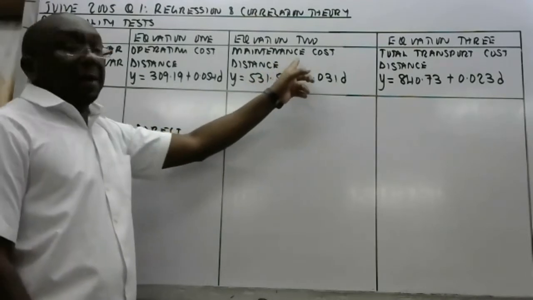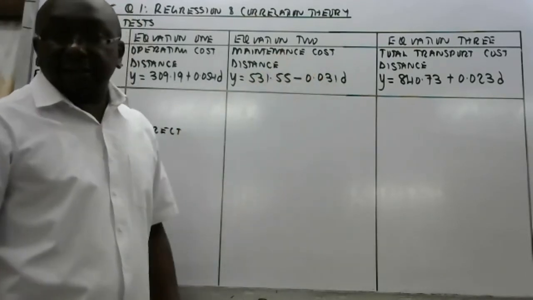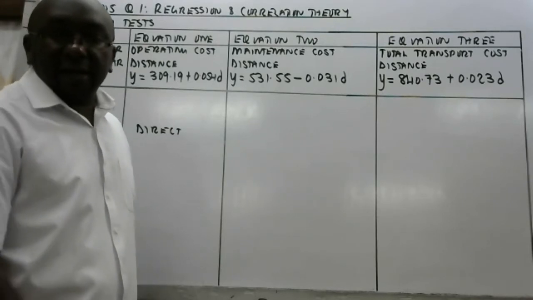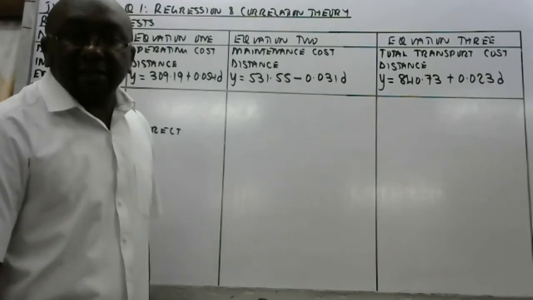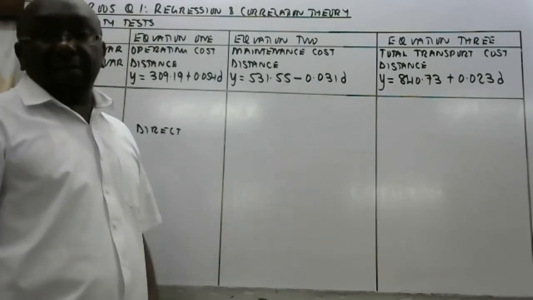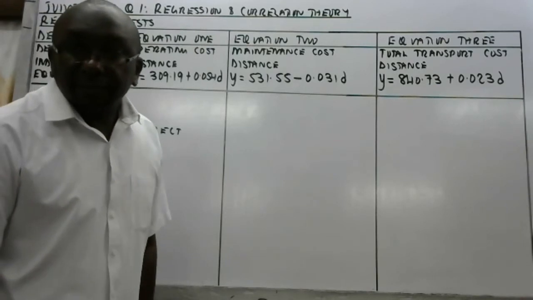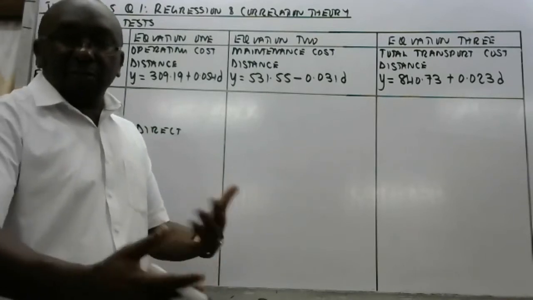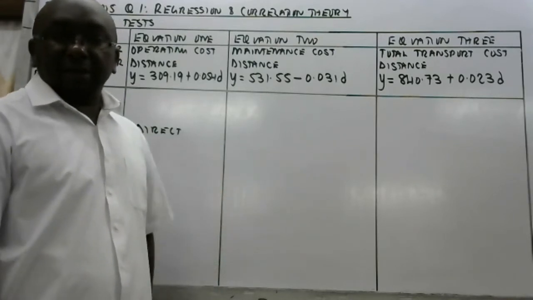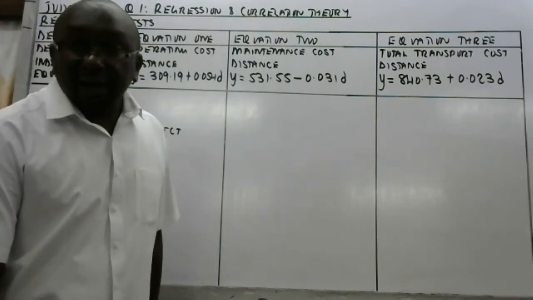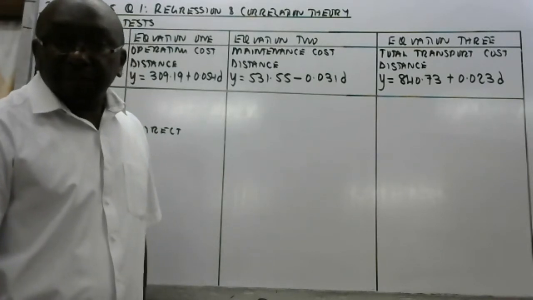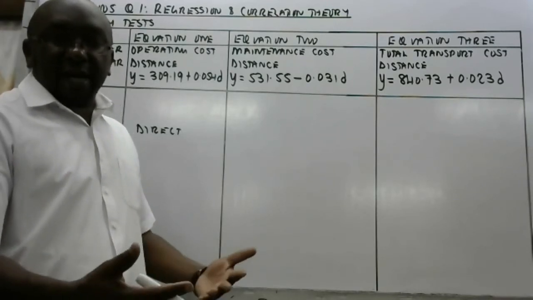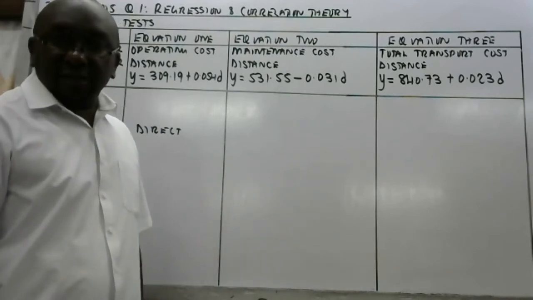Come here. What would you expect between maintenance and distance? What kind of a relationship? Direct, inverse, or null? Emmanuel is saying inverse. That means as you cover more distance, the maintenance goes down. Ibrahim, the same thing. As your vehicle covers more kilometers, you require to maintain it less. That's what you're saying when you say inverse. Someone else? Ivan says direct. That is that you cover more kilometers, you require more maintenances.